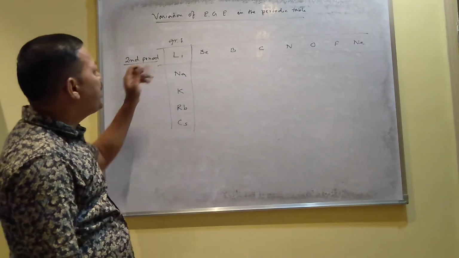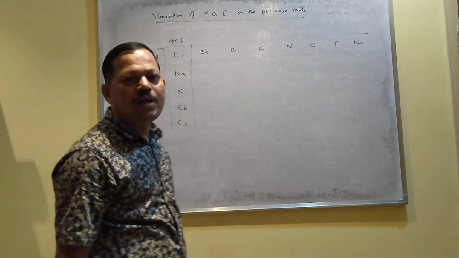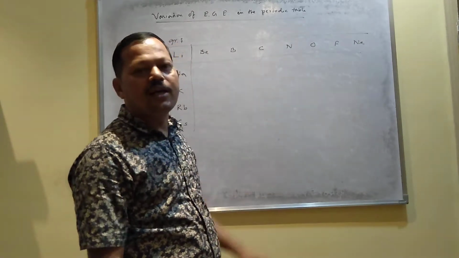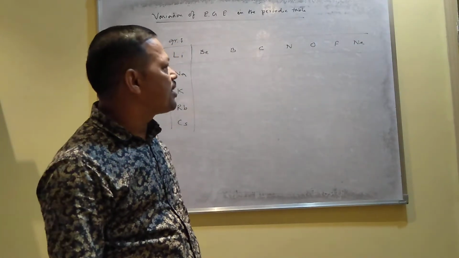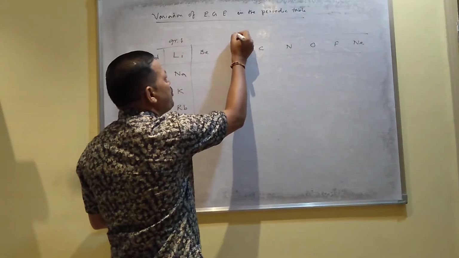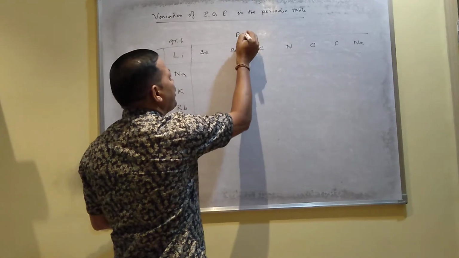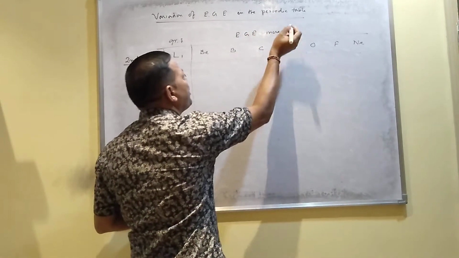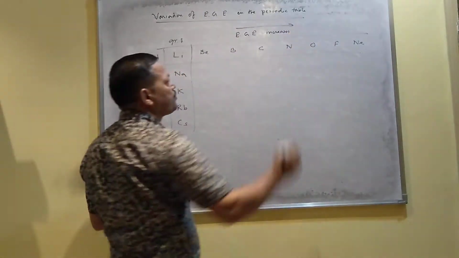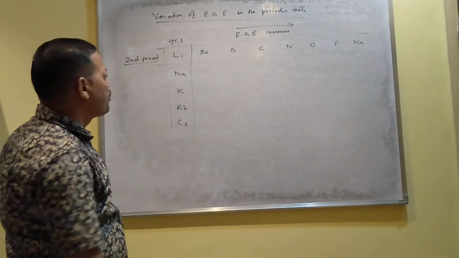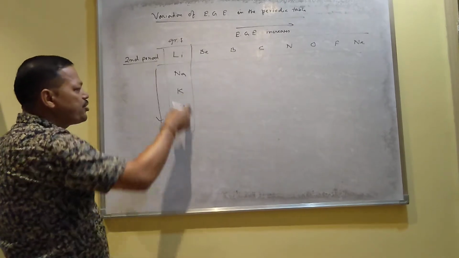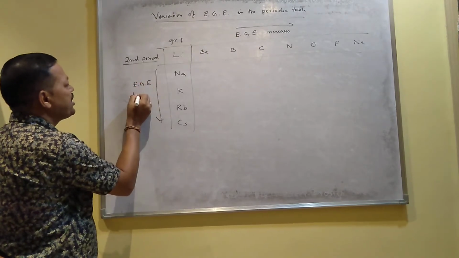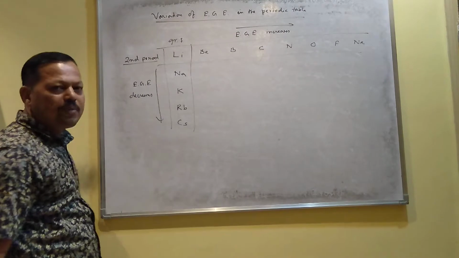Now as you know, in a period from left to right the size of the atom goes on decreasing, and as the size of the atom goes on decreasing, the electron gain enthalpy value goes on increasing. That is why from left to right the electron gain enthalpy value always increases. When you consider a group from top to bottom, since the size of the atom goes on increasing, that is why electron gain enthalpy always decreases from top to bottom. So it mainly depends on size.